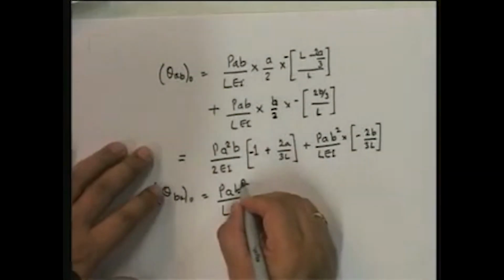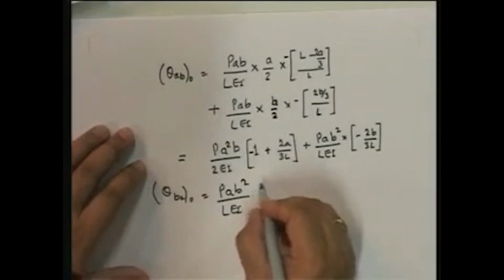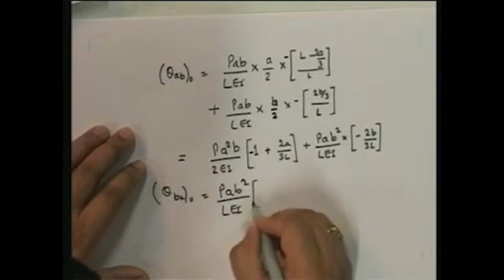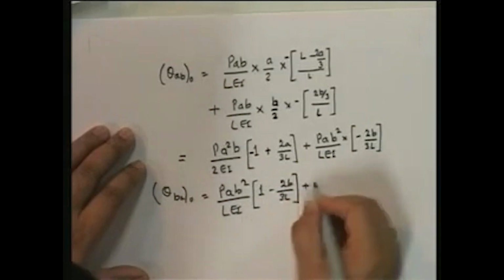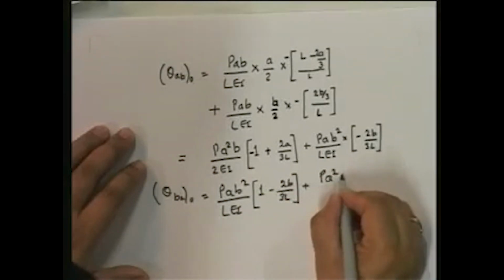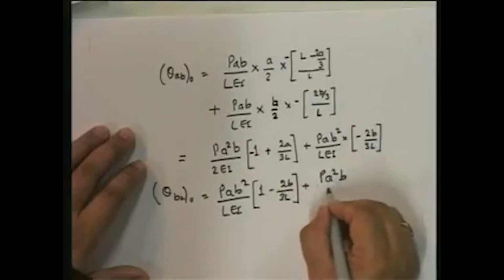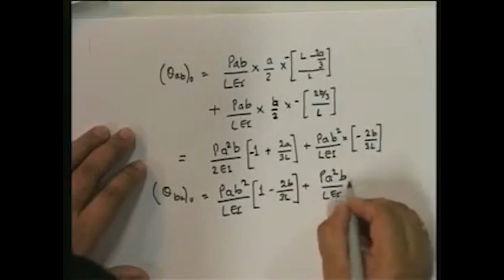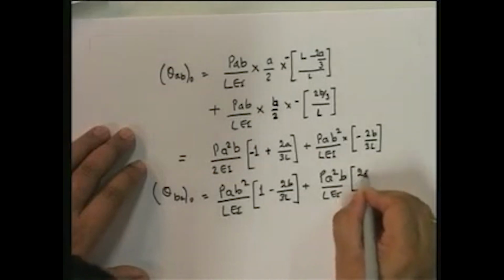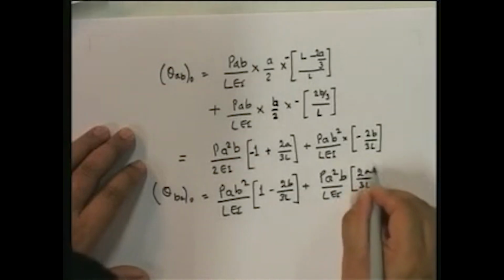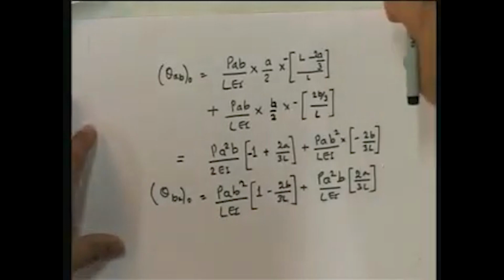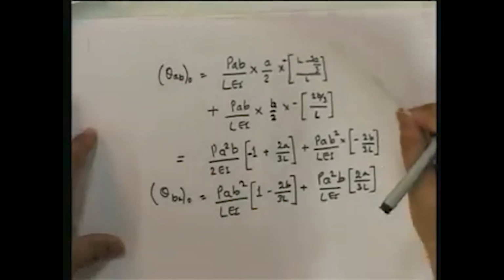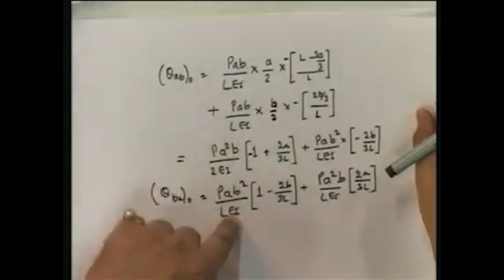So you'll have PAB squared into L upon EI, and on this side it's going to be 1 minus 2b upon 3L, and then you're going to have PA squared B upon LEI multiplied by 2A by 3L. Very complex equations, but simple to actually go through. Okay, so now I have to substitute the negative of these into the moment equation.